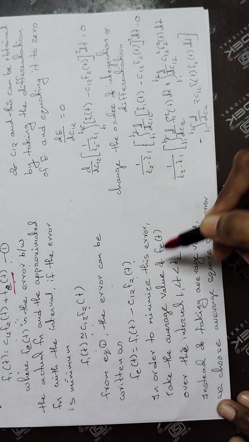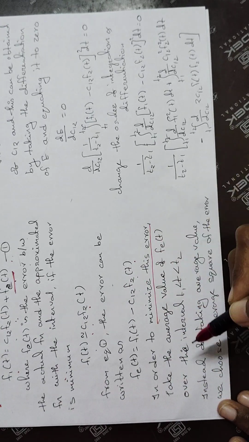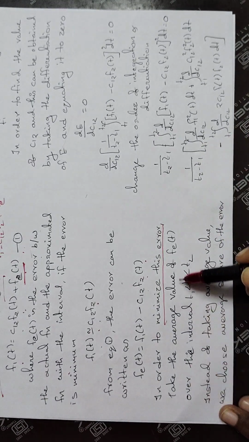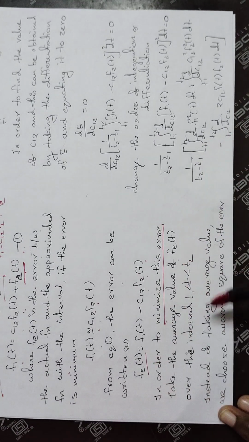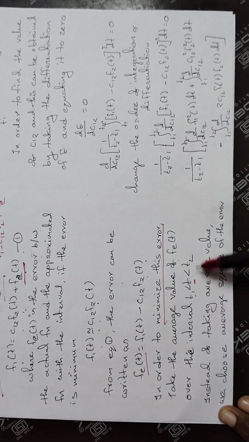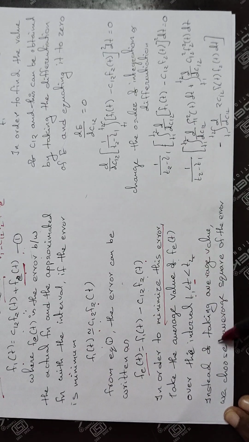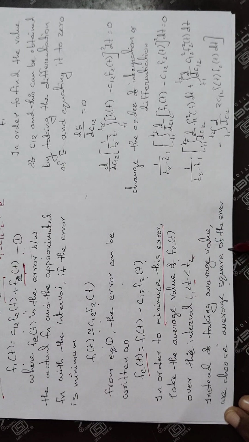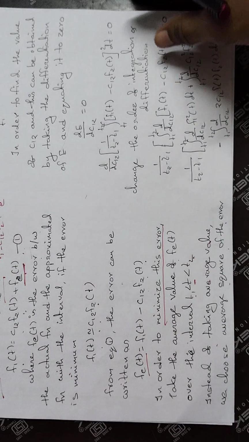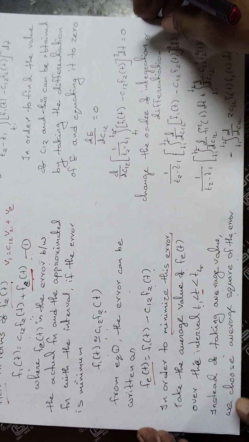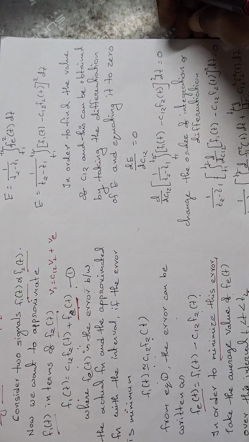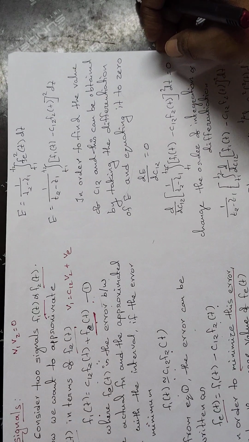So in order to minimize the error, what we have to do? Take the average value of fe(t) over the interval t between t1 to t2. Instead of taking the average value, we have to choose the average square of the error, so we have to reduce the average square of the error.